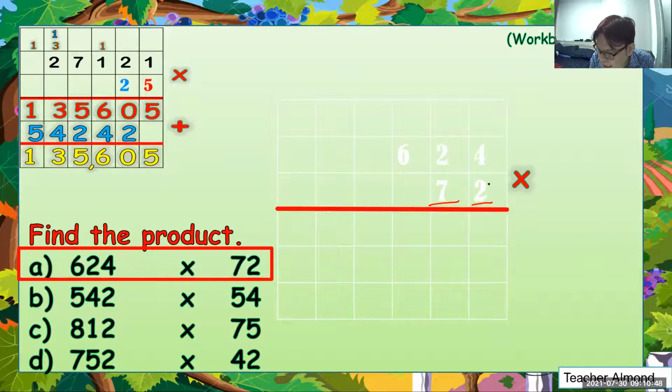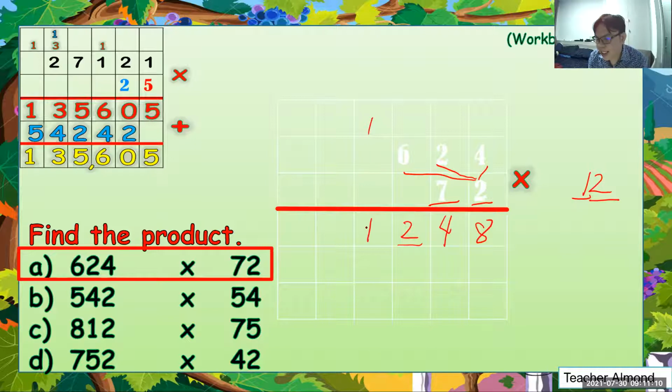2 times 4, that is 8. Then 2 times 2, that is 4. 2 times 6, that is 12. So we cannot write 12 here. So we write 2 and then 1 here. So 1 plus 0 plus 0, that's 1. Then we continue with the tens place.